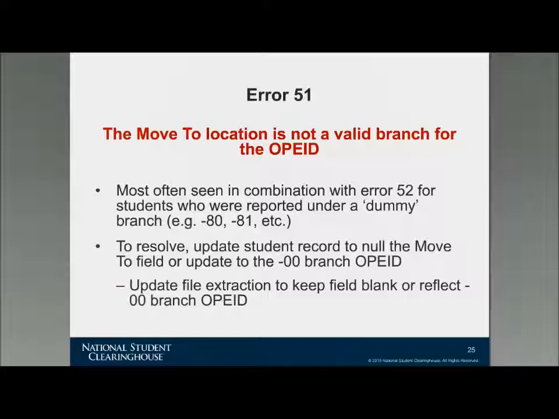To resolve the error, update the student's record to either null the Move To field completely or update the branch to the 00 OPE ID. You will also want to update your school's file extract so this field is either left blank or reflects the branch 00 OPE ID. The Move To field is used by NSLDS to move a student from one branch to another and really only needs to be populated when you're trying to move a student from one branch's roster to another.